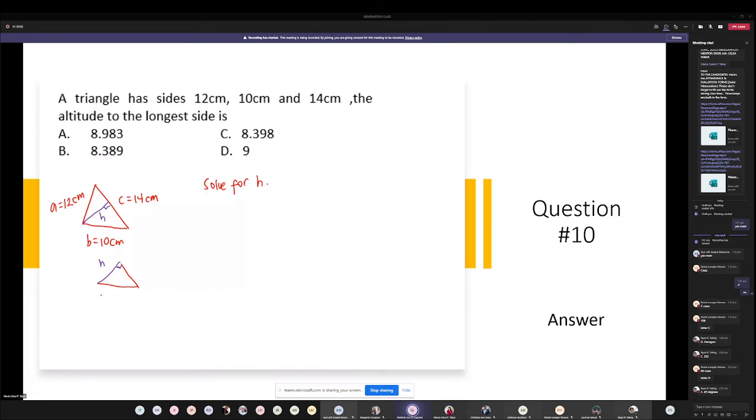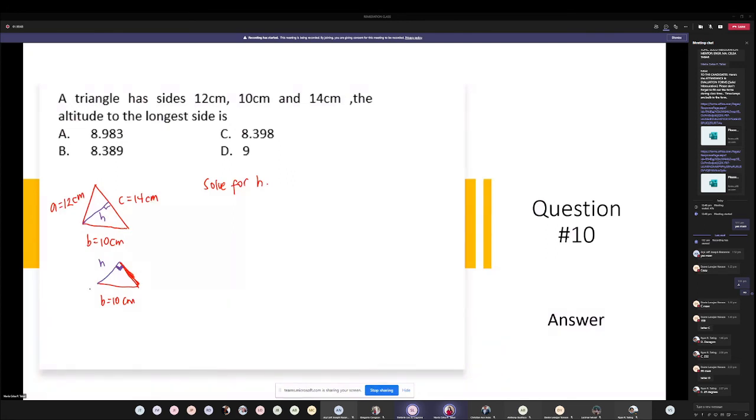So this is 10 cm. The 14 cm, this is just part of the 14 cm, so do not assume that this is one half of 14. We know that this smaller triangle is a right triangle, with a right angle here. We can solve for h provided that we have at least an angle. No need to rotate the angle. This is a right angle here.